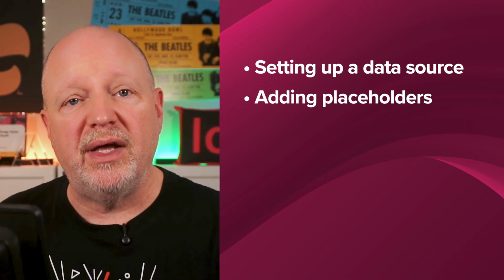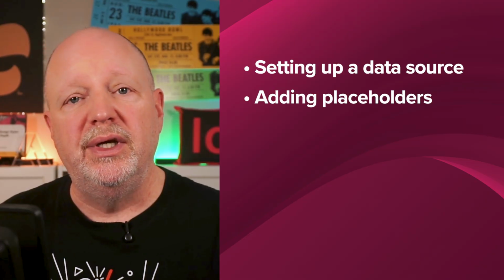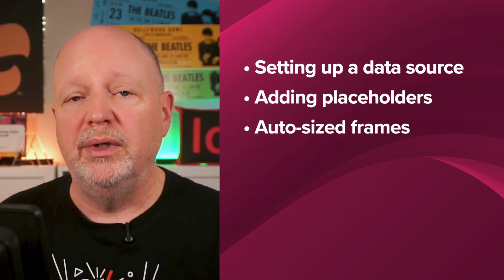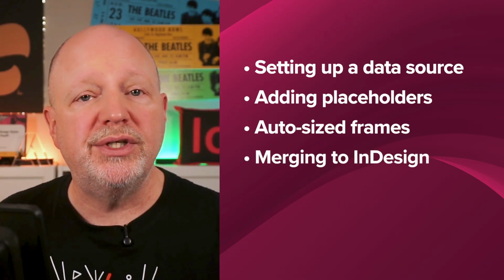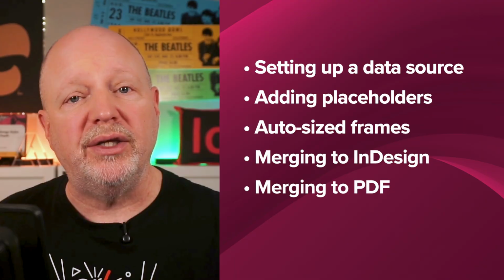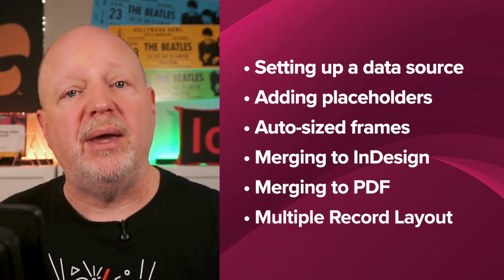Okay, that was a lot. Let's recap. We covered setting up a data source file for InDesign with paths and the proper headings, how to connect that source file to the layout and add placeholders, how to auto-size frames when placeholder text is too big to be visible, how to create a single merged InDesign document or one document per record, how to merge directly to PDF, and how to set up a multiple record merge. That's everything you need to know about data merge in InDesign, and that's it for this episode.